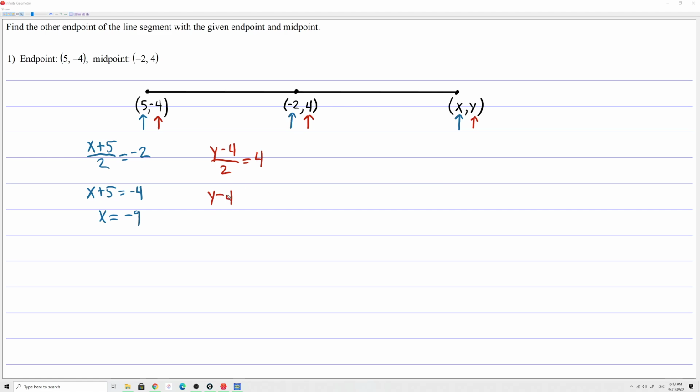Now solve this equation in the same way. Multiply by 2 on both sides, add 4 to both sides, and we get y equals 12. So, if we've done our algebra correctly, we found that the other endpoint must be at -9, 12.